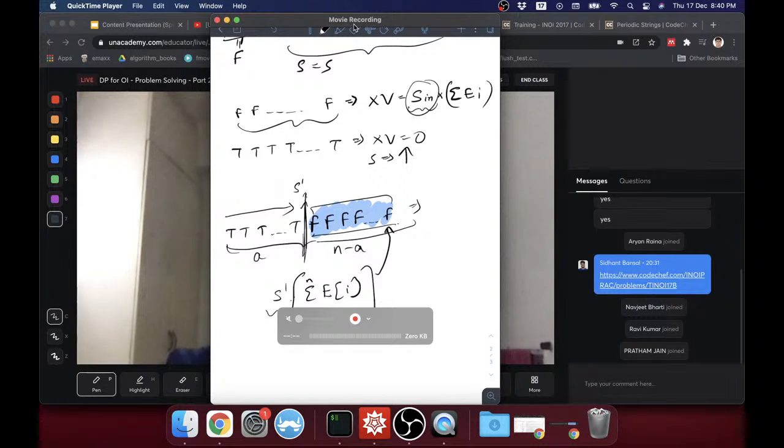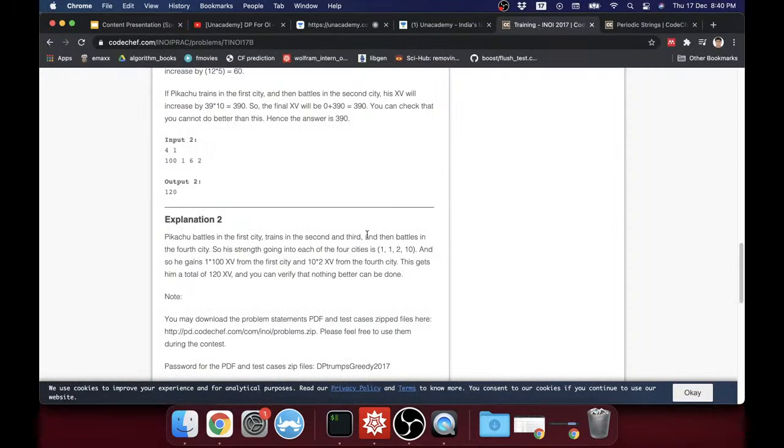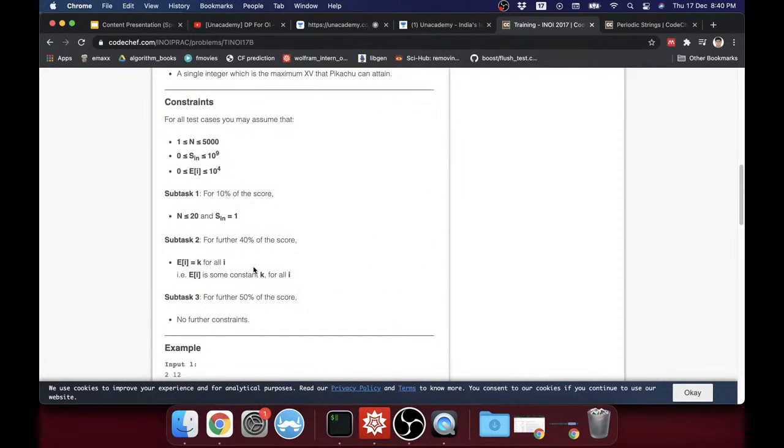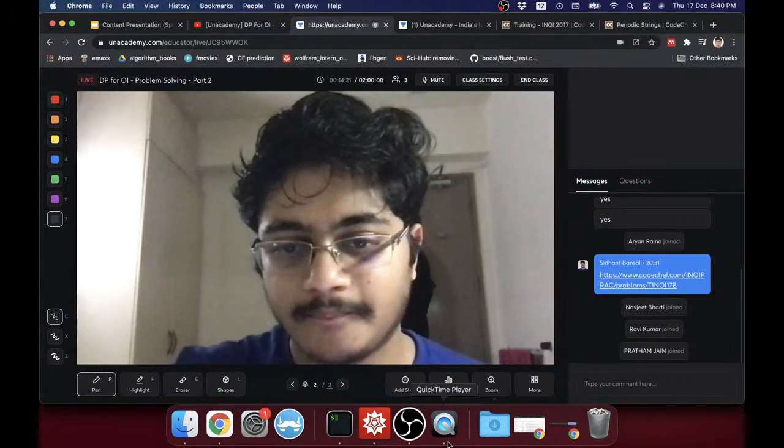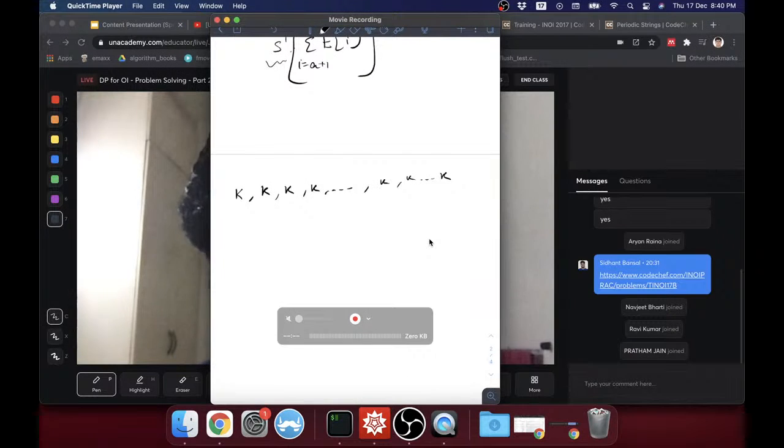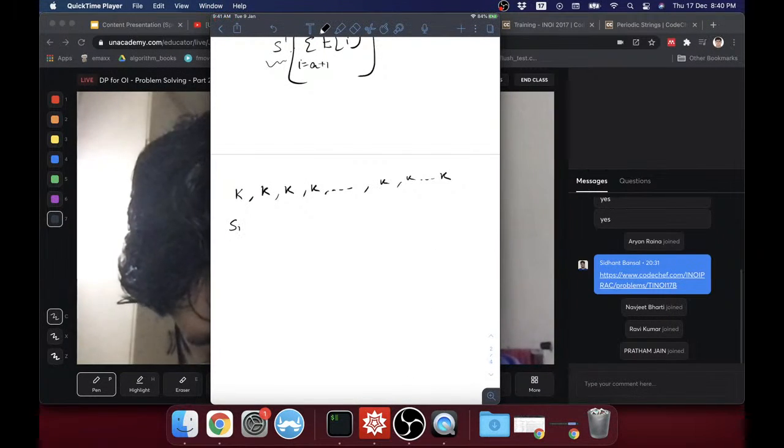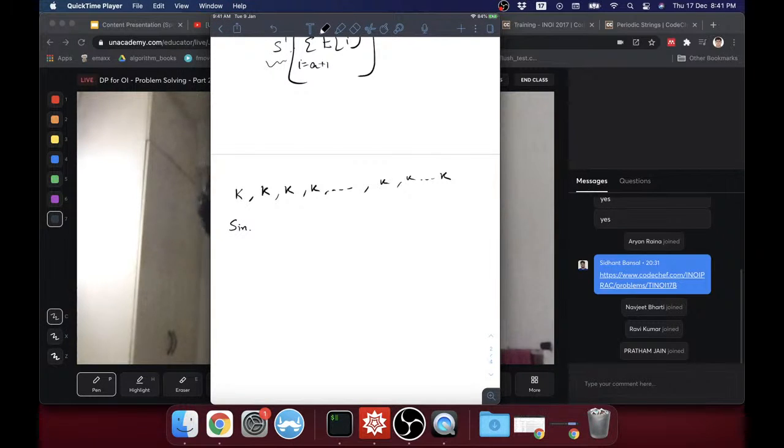So okay, we have a greedy solution. Does this greedy solution work? Well, no, but it does work for this subtask 2. When the experience is constant, let's say the experience is K for all the guys, and your initial strength is S initial. Now can you answer this question?